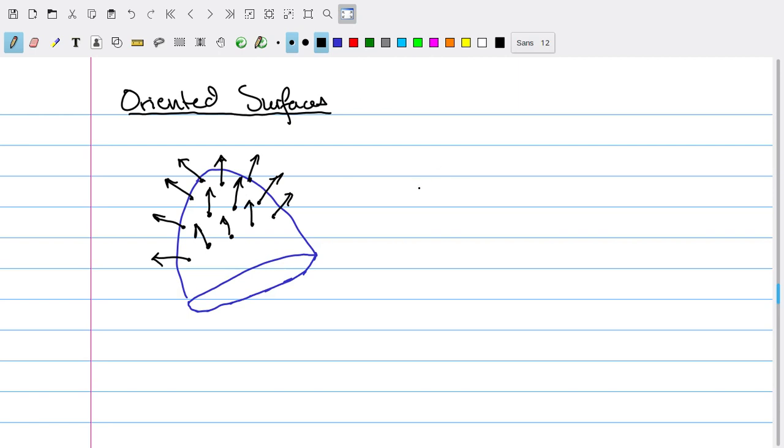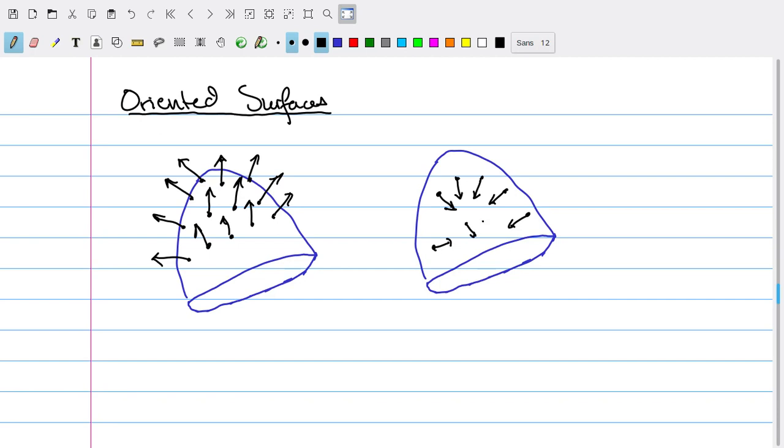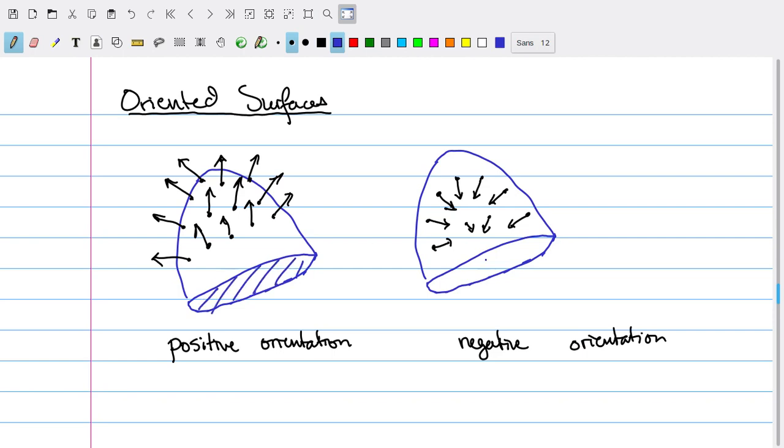This is one possible orientation. The alternative orientation is where all of my local normal vectors point inward. And this is also a perfectly reasonable orientation of the surface, albeit a little bit hard to draw. The first orientation is called a positive orientation, and the second orientation is a negative orientation. In the case that we close up these holes at the bottom here, these are closed surfaces.